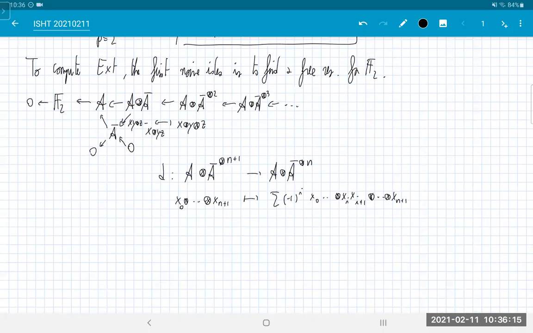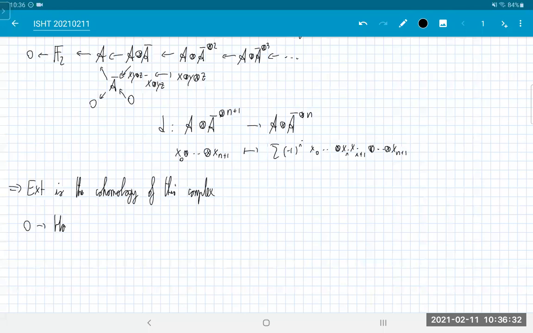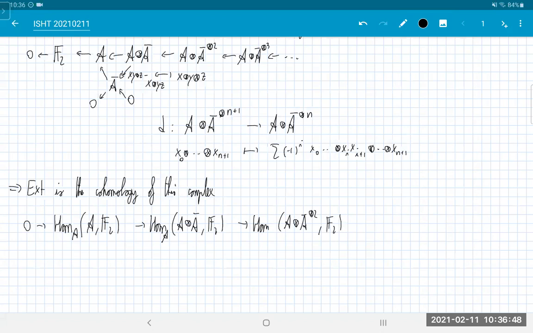And let's actually compute the X. Therefore, X is the cohomology of this complex. So you have 0, hom A F2, hom A tensor A bar F2 over A, hom A tensor A bar square F2, and so on. And in fact, this complex here, whose cohomology I'm computing, is exactly the universal complex that came from the Adams resolution I gave you last time. Remember, I gave you a complex whose cohomology was the E2 page. It turns out, if you unravel it, it's exactly this complex.